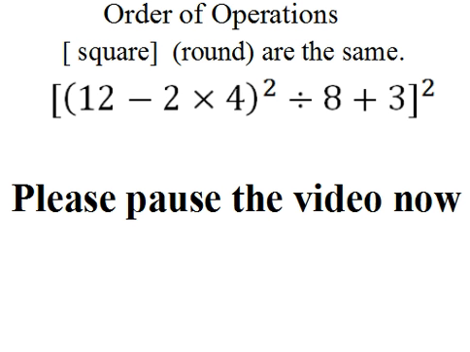Now I want you to try one on your own. In this example, you can see there are both square brackets and round parentheses. They both mean the exact same thing. Now I'll give you a hint. You're going to want to deal with the round parentheses on the inside first. Okay, please pause the video now.